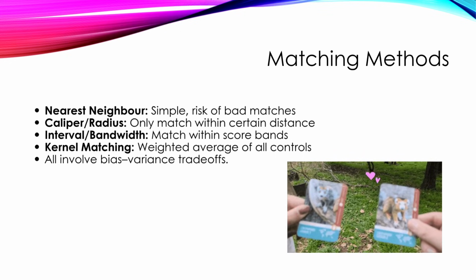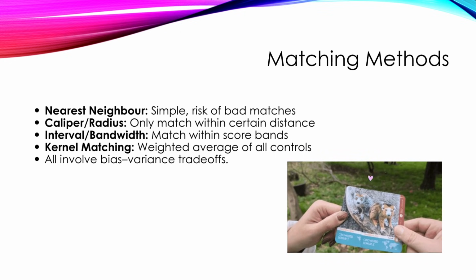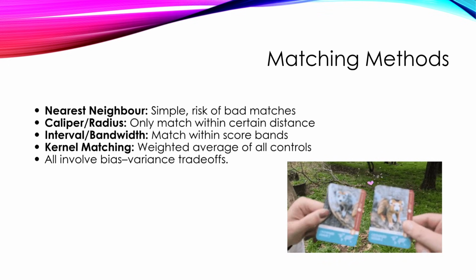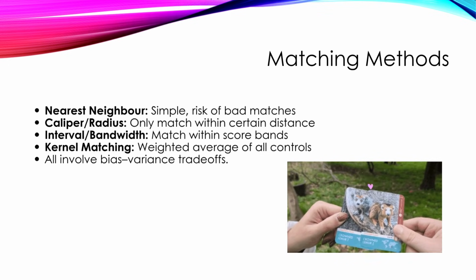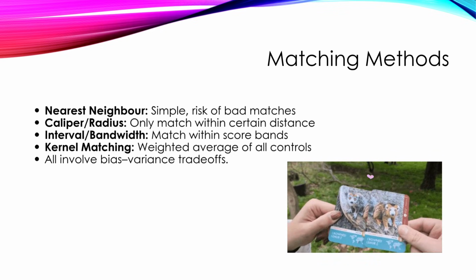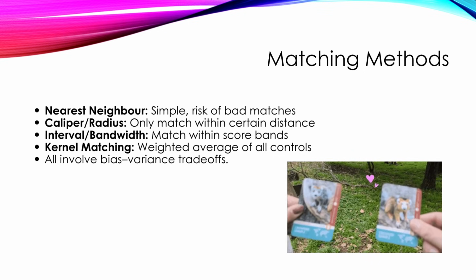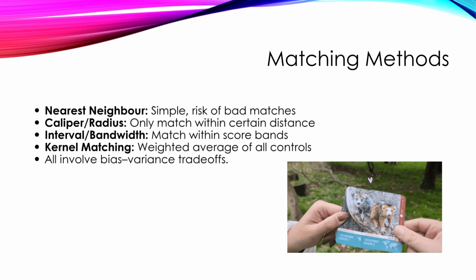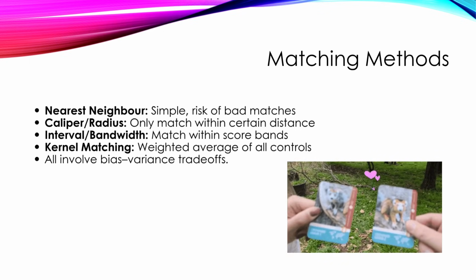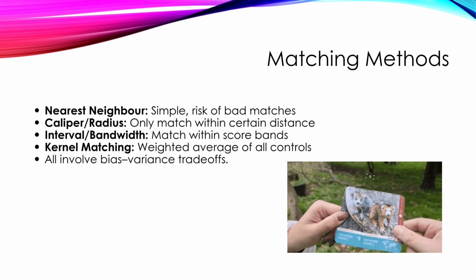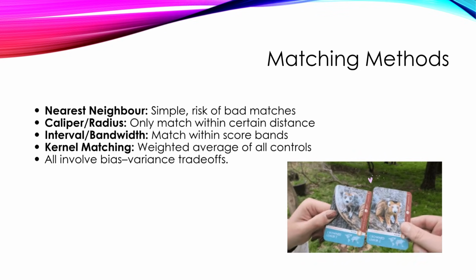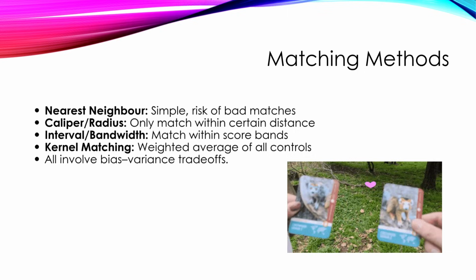Then we have the caliper or radius matching, and here you match only within a set distance, or epsilon. The weakness here though is that if calipers are too small, many treated units may have no matches, and this reduces the sample size. But then if it's too large, bias increases because there's too much matching. Then we have the interval matching. Here you match within score intervals, for example 0.1 bands. The weakness here though is that there may be a loss of precision. Broad intervals can mask differences, and there may be residual bias and reduced efficiency.